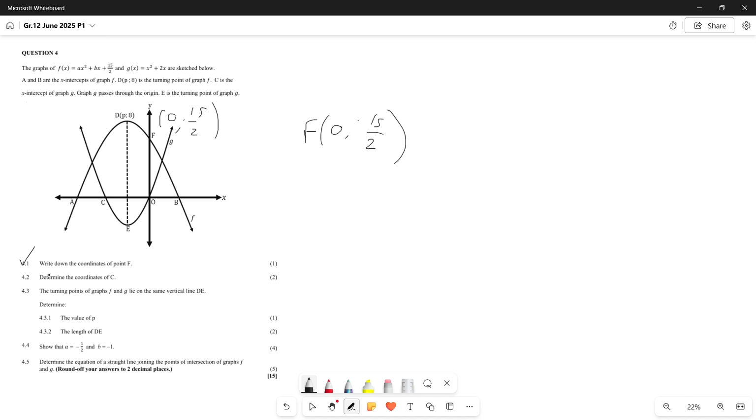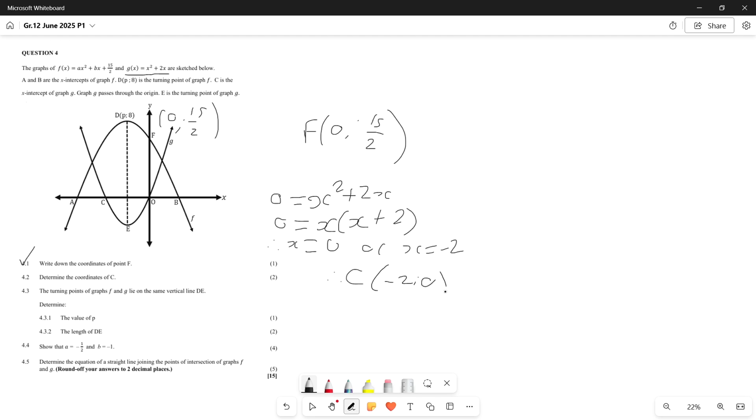So from there, it's telling us to determine the coordinates of C. So C is one of the x-intercepts of the graph g, over here. In order to get an x-intercept, we make y equal 0. So x squared plus 2x equals 0. And then we have to factorize this. So we're going to take an x out, and then we have x plus 2 here. This equals 0. Therefore, x equals 0 or x equals -2. And that means the coordinates of C are (-2, 0).